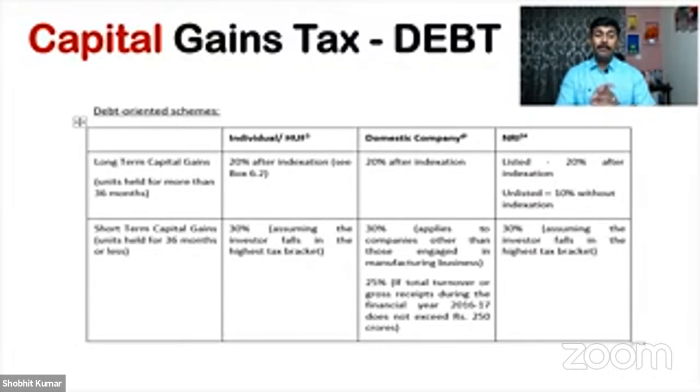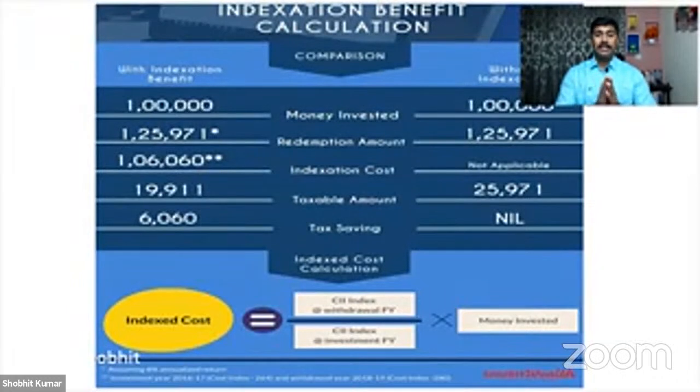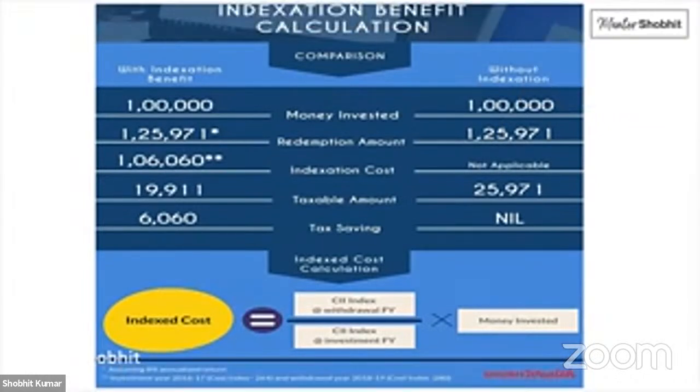I am going to give you an example so that it will be more clear to you. So just look at this example. Suppose your client invested 1 lakh rupees and when he withdrew the money after 3 years, he withdrew 1,25,971 rupees. If that is the case, then his total profit is 25,971.